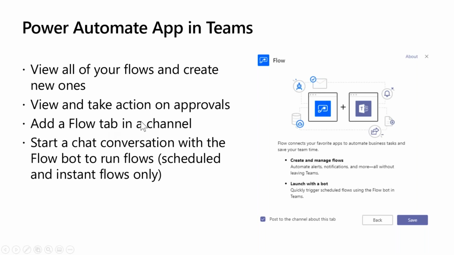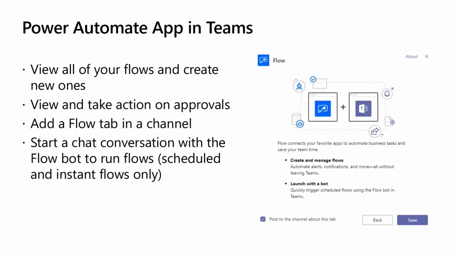You can add a flow tab into a channel that'll show you all of the flows that are associated with that team channel. And then you can start a conversation with the Flowbot to run flows. You can only run scheduled and instant flows using the Flowbot.